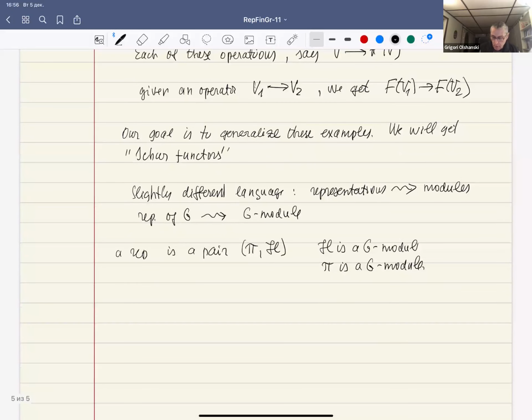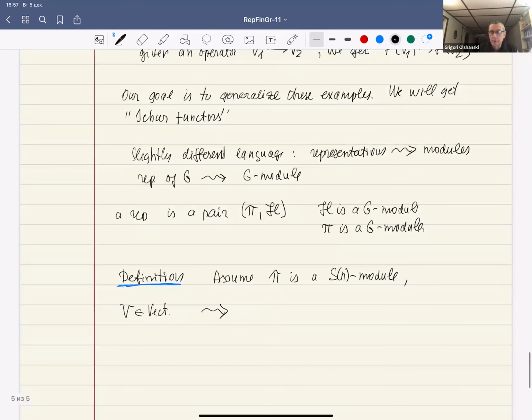Now I need some definition, which is as follows. So assume that pi is an S_n module, so a representation of our symmetric group, and V is a vector space. Then I define another vector space, pi V, which is a vector space defined as follows.